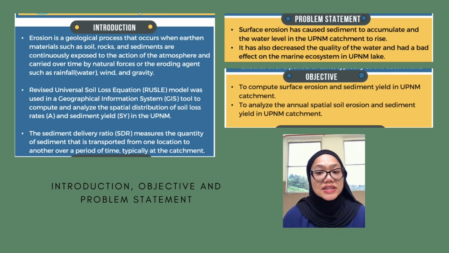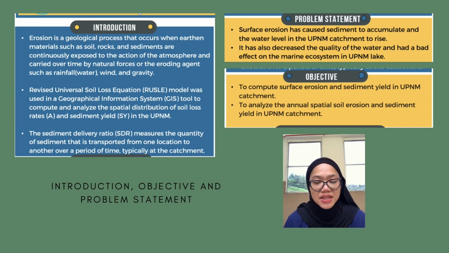Soil erosion is a global problem which has social, environmental and economic adverse effects. Soil erosion reduces soil productivity and water quality and has caused sediment to accumulate and the water level in the UPNM catchment to rise. Therefore, this study was conducted as an effort to estimate the average total soil loss and the total sediment yield in UPNM catchment, which is transported from one location to another over a period of time, using the sediment delivery ratio.